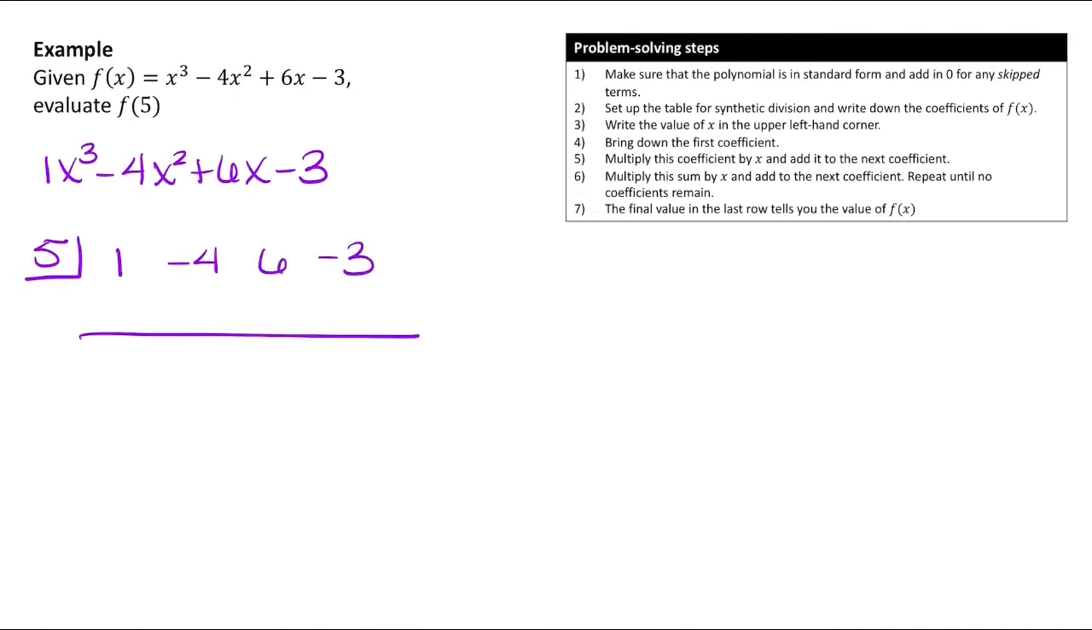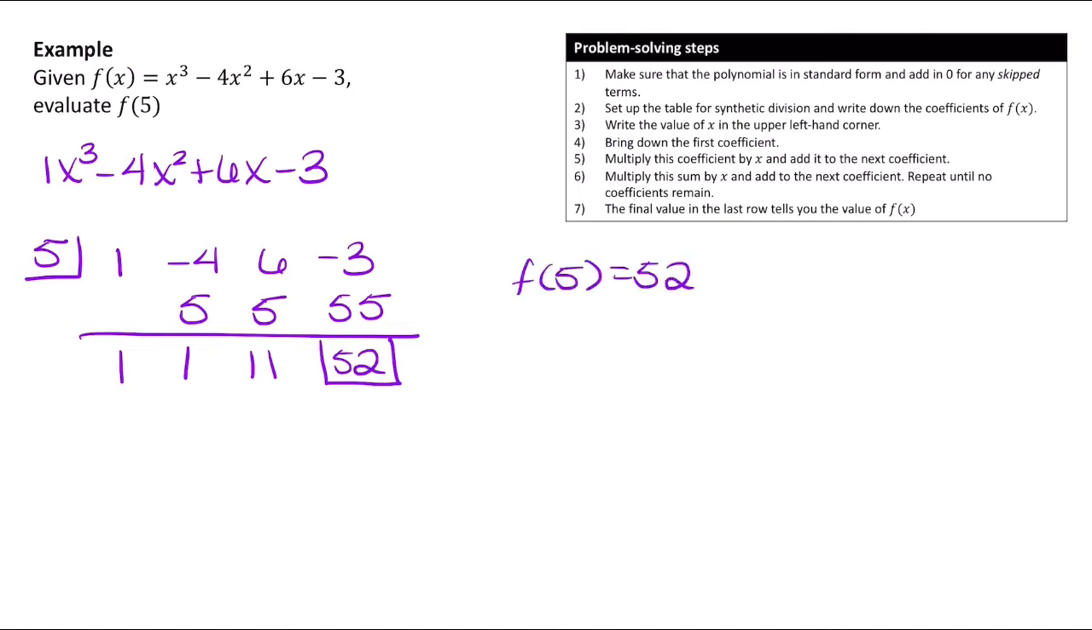So let's start off by bringing down 1. 1 times 5 is 5. Negative 4 plus 5 is 1. So 1 times 5 is 5 again. And then 6 plus 5 is going to be 11. 11 times 5 is 55, and negative 3 plus 55 is 52. So that is our answer. So we would say that f of 5 equals 52.